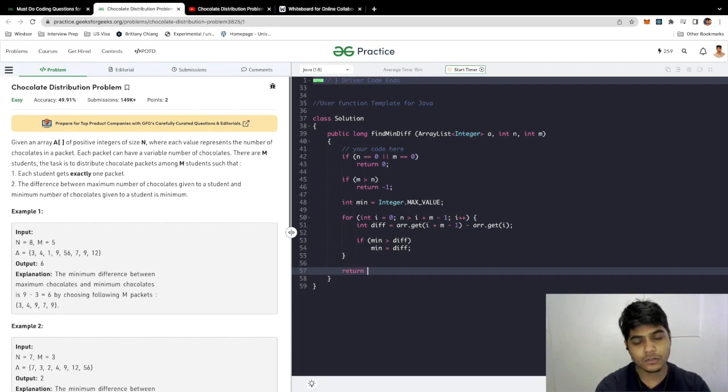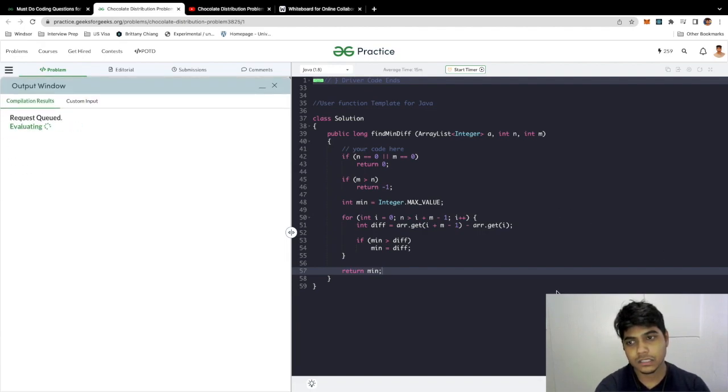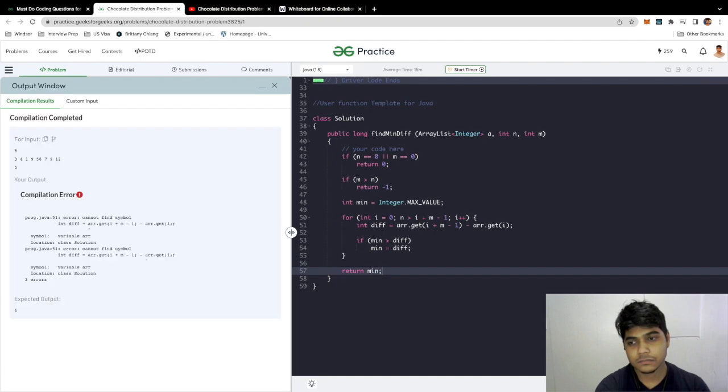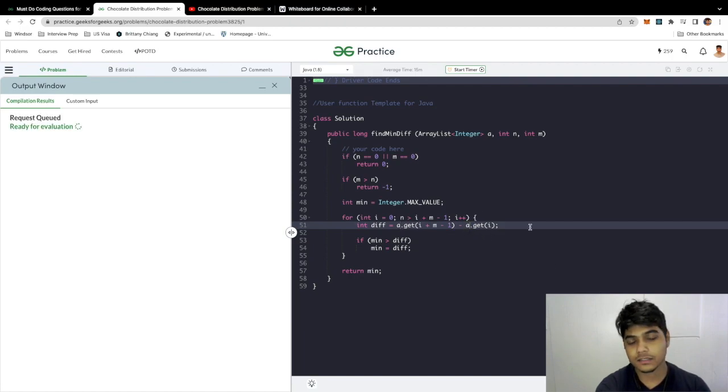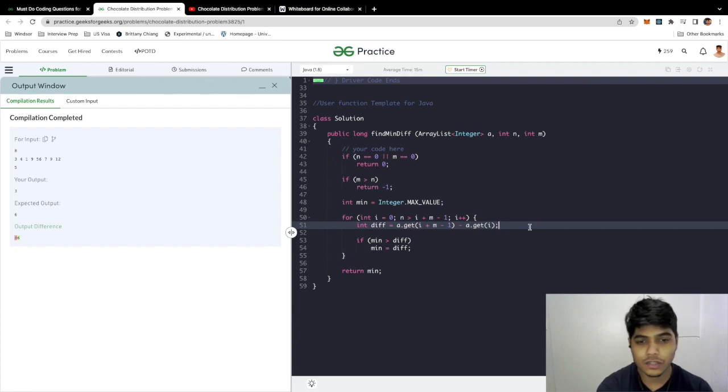I don't know if we could return an integer because we are in need of a long. So let me compile and see. Oh wait, not bad, so this is another error there. Ooh, I think we have an invalid result. We are facing some issues.